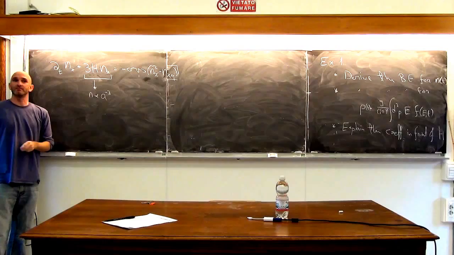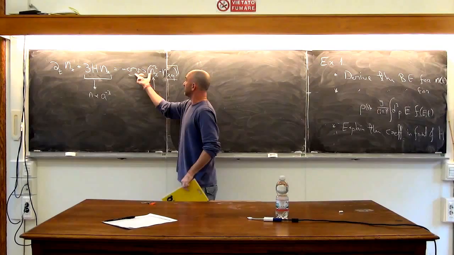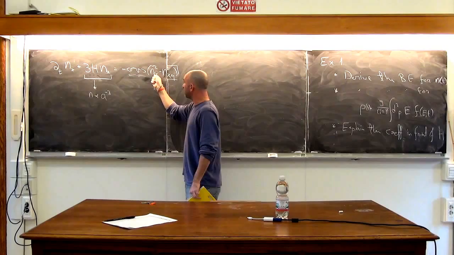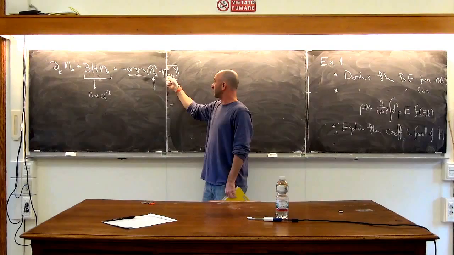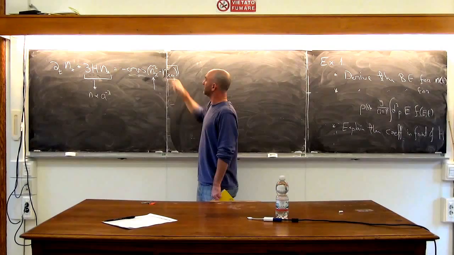Okay? Again, given some thermally averaged cross-section, this term, n chi squared times the thermally averaged cross-section, is the rate per unit volume of interaction of chi chi going into the standard model. And this term is the opposite: the two particles in the standard model interacting and creating chi particles, dark matter particles. Okay, so we have the annihilation and the back reaction.